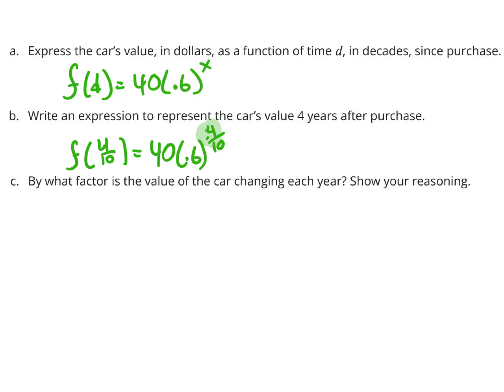Now, if we were to use the other equation I came up with, all right, C, here's the other equation. y of X, where X stands for 1 year, is 40 times 0.6 to the X over 10. By what factor? 0.6 to the 1/10 gives us 0.95. So every year the car is worth 95% of its value, or it's losing 5%.